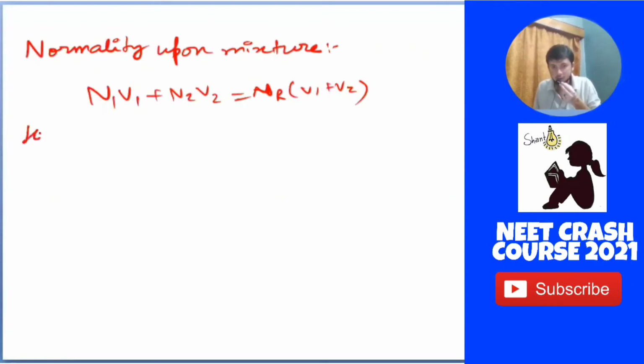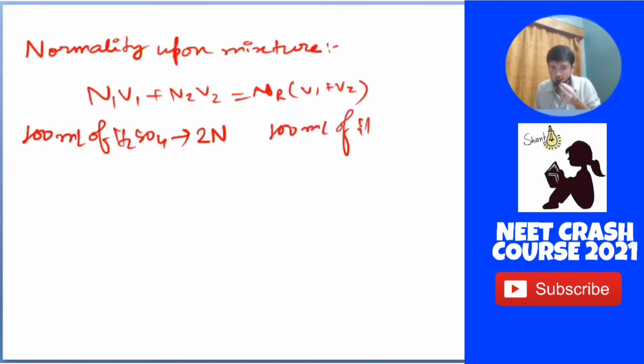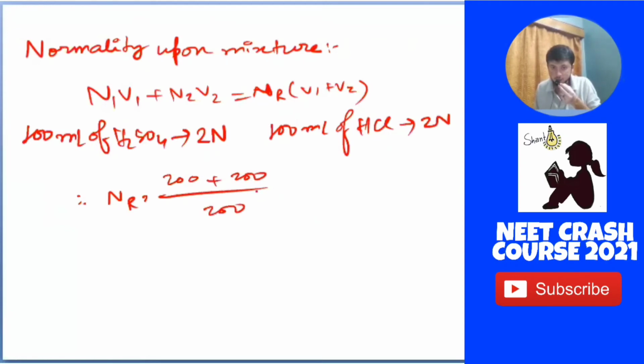So let us take a mixture first, that is 100 ml of H2SO4, which is, let us take, 2 normal, and also 100 ml of HCl, which is also 2 normal. So what will be the resultant normality then? It is easy, right? That is 200 plus 200 by 200, so it will be 2.